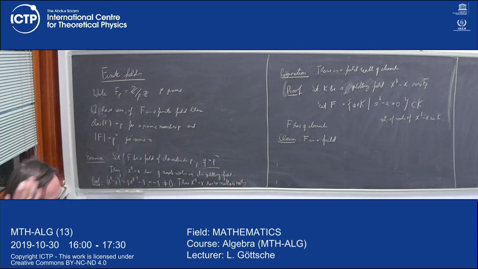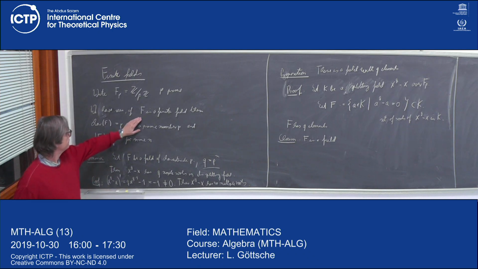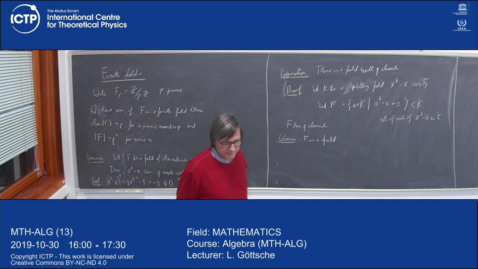But we have the assumption that the characteristic of F should be P. How can we use this? So we know that if the number of elements in the field is P to the n, the characteristic must be P. But we need to show that F is a field. Yes, we want to show that F is a field.